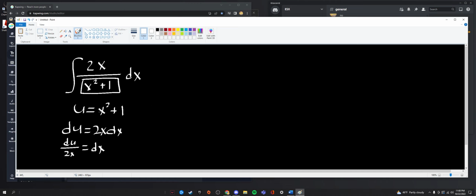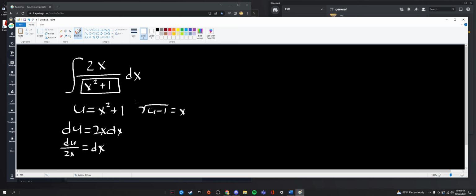Simultaneously, we can also define what x is in this. Because we have u equals x squared plus 1, we can simply subtract 1 from both sides. We get u minus 1. Take the square root of that, and you get the square root of u minus 1 equals x. So now we're ready to bring this integral into the u world.